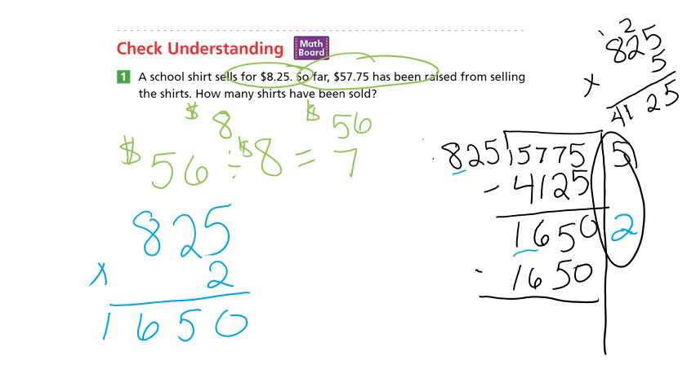And I know that I've got 5 and 2 as my partial products. Lo and behold, they sold 7 shirts. Whoops, spelled that wrong. My brain must be fried from multiplying. 7 shirts.